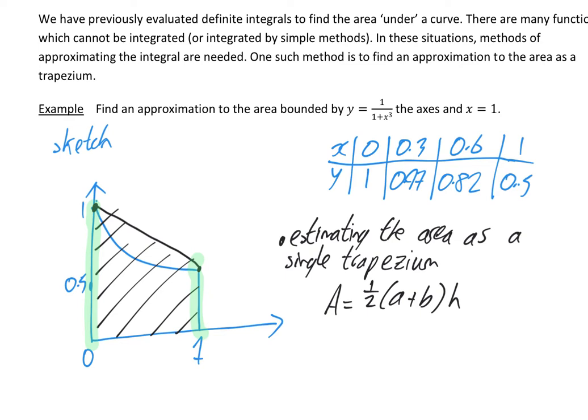So my area is going to be a half times 1 plus 0.5, and then my perpendicular distance between them would be this distance here, which is also going to be 1. So my h is 1. So that's really a half of 1 plus 0.5, which is 1.5, times 1. So a half times 1.5, which is just going to be 0.75, and I'll say units squared.